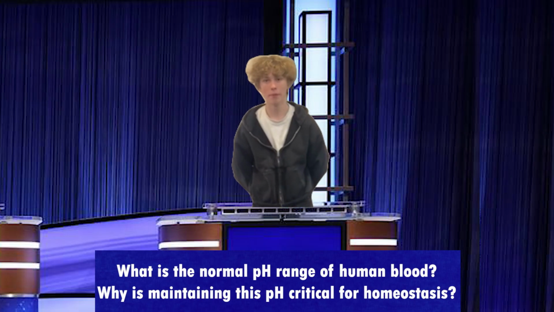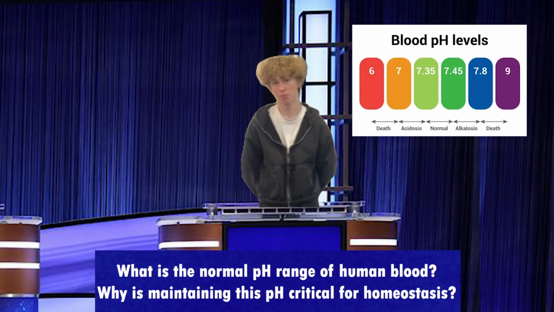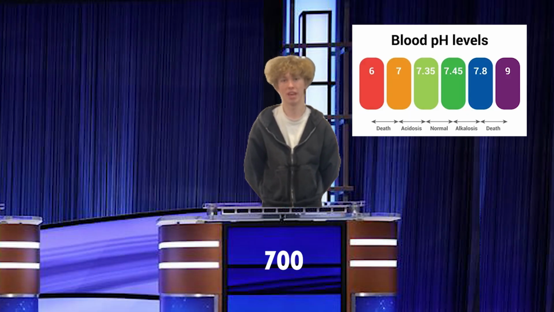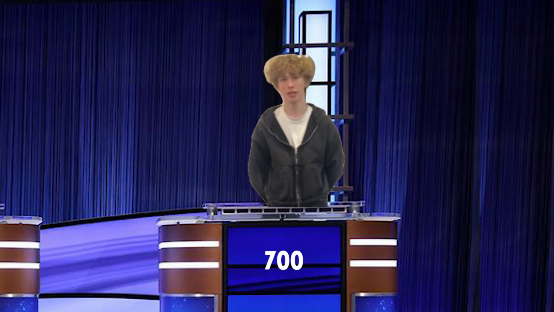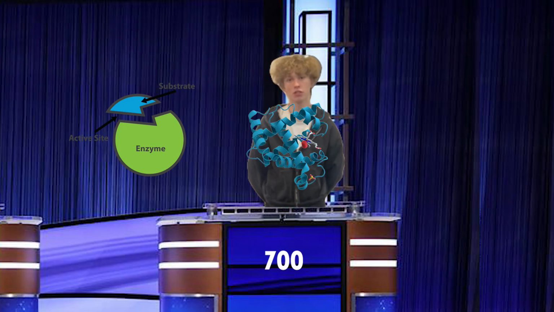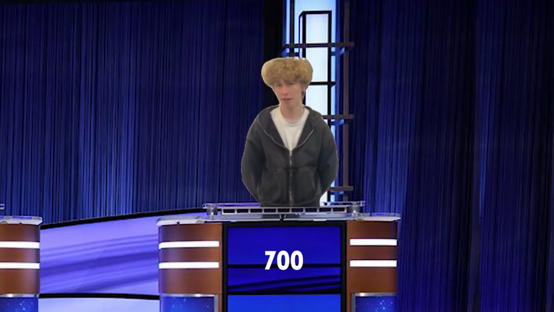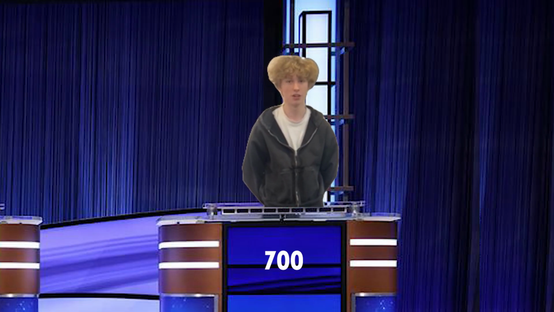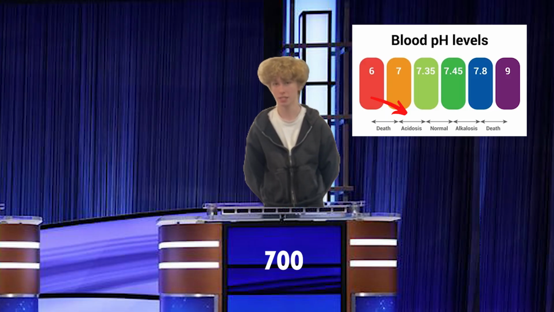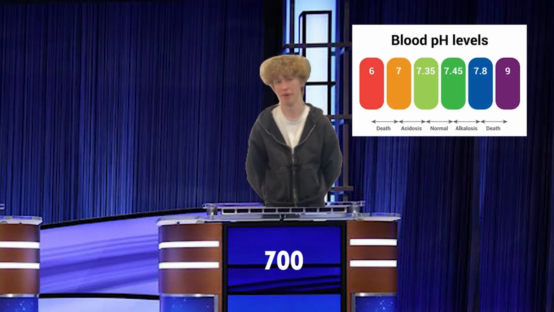Thanks, Steve. The normal pH of human blood is between 7.35 and 7.45, with an average of about 7.4. Maintaining this narrow range is critical for homeostasis because even small pH changes can alter enzyme activity, protein structure, and oxygen binding to hemoglobin. If blood pH moves outside of this range, cellular respiration and organ function are disrupted, potentially leading to life-threatening conditions such as acidosis or alkalosis, which we'll get to in a minute.